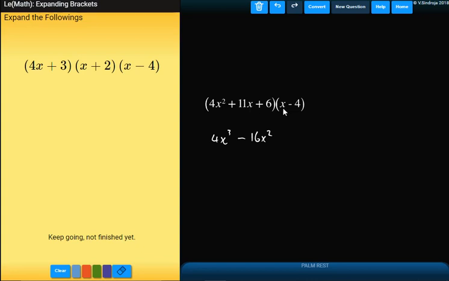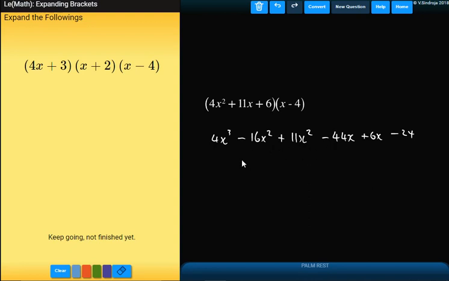So 11x times x is positive 11x squared. 11x times minus 4 is minus 44x. Now that's the 11x done with, and you move to the 6. 6 times x is positive 6x. 6 times minus 4 is minus 24. So what we're going to do now is simplify all of this.